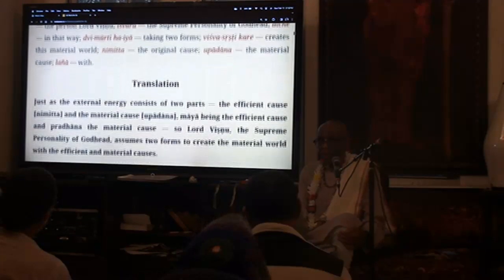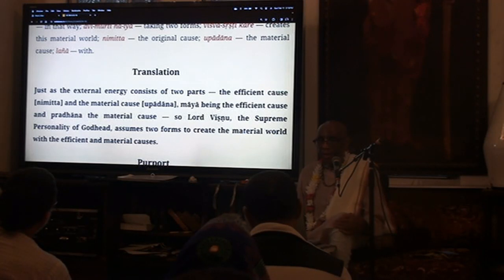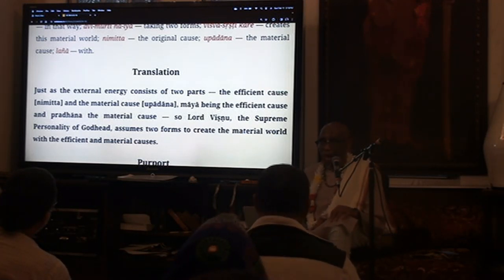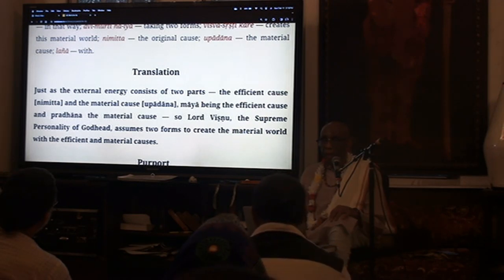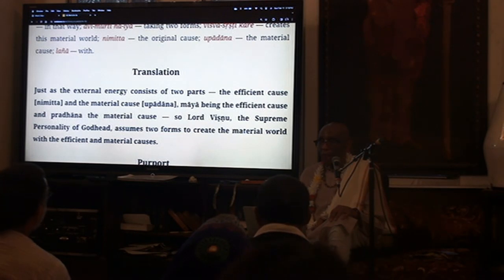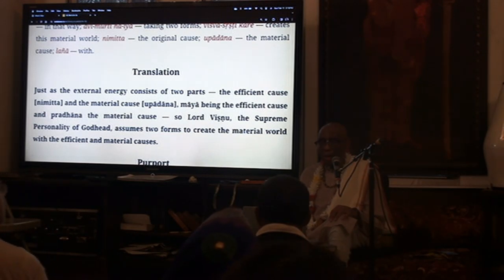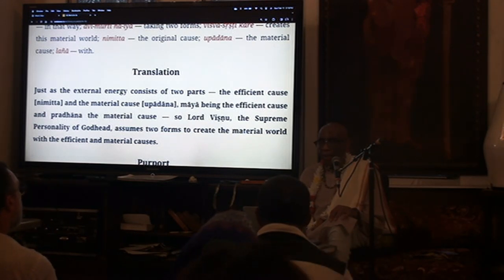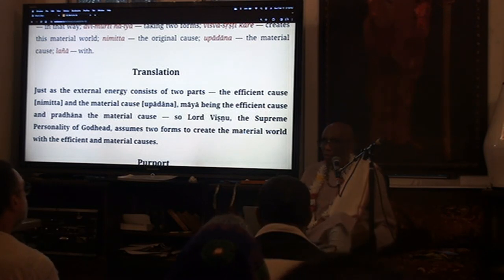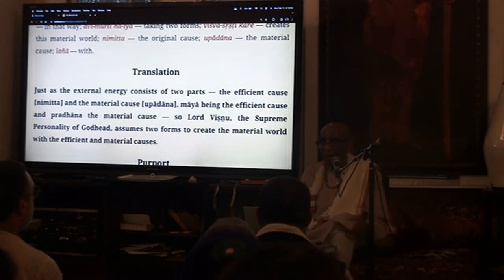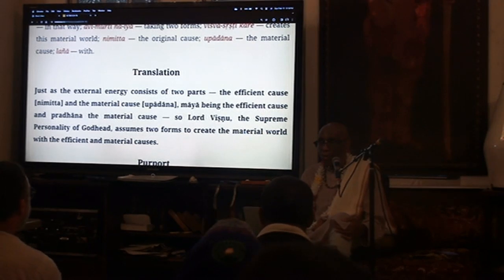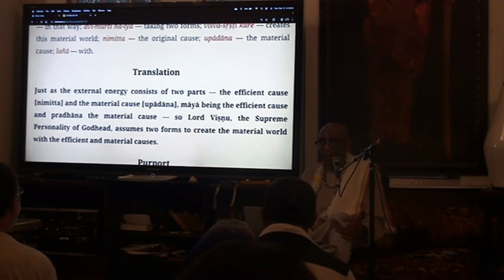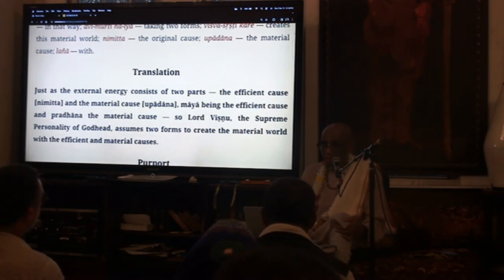Translation. Just as the external energy consists of two parts, the efficient cause, nimitta, and the material cause, upadana, Maya being the efficient cause, and pradhana, the material cause. So Lord Vishnu, the Supreme Personality of Godhead, assumes two forms to create the material world, with the efficient and material causes. Purport.